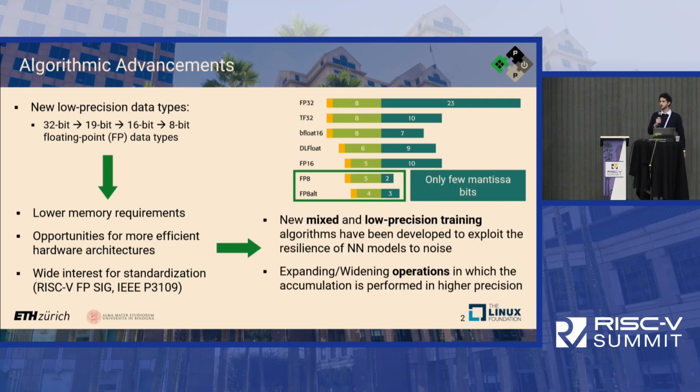However, when we go to such low precision formats, we have a small number of bits that we can use. So most of the time you would like to employ these kinds of formats in a mixed precision algorithm where you perform the accumulation in higher precision. So in this kind of context, you would use what we call expanding operations that start working on lower precision inputs and accumulate in higher precision.